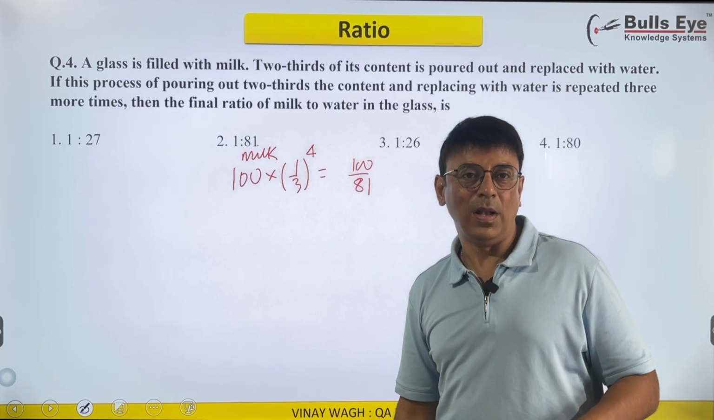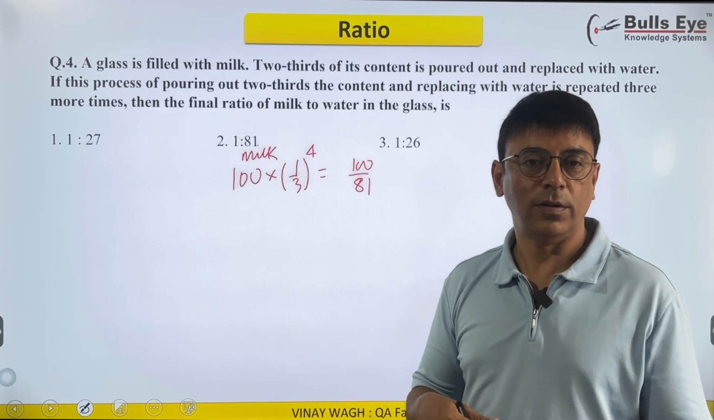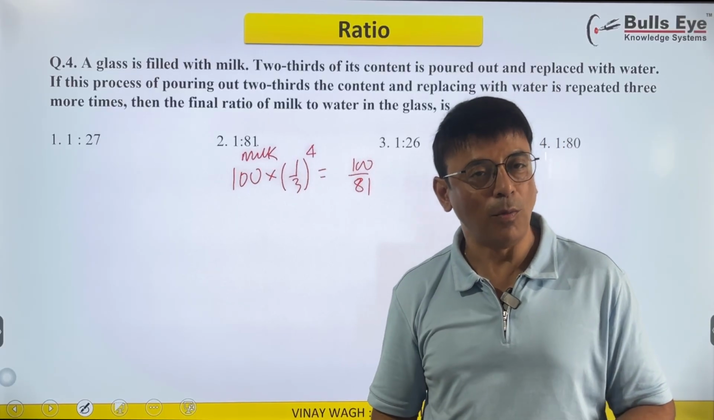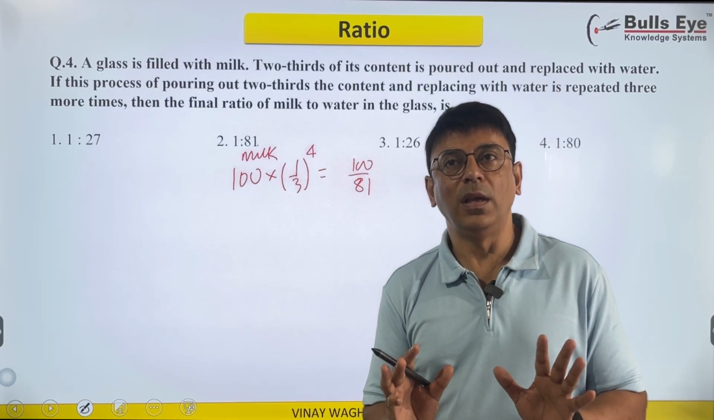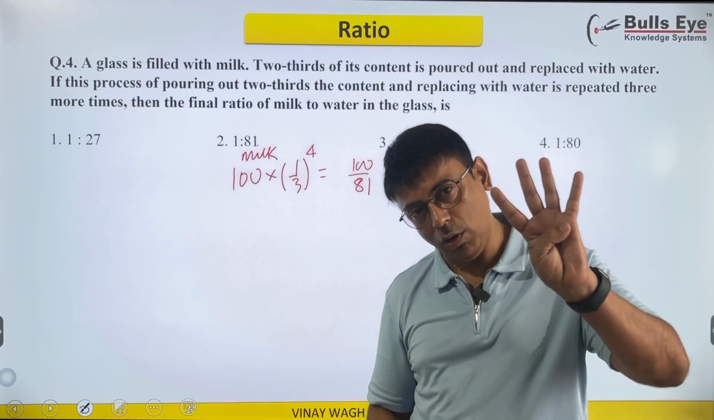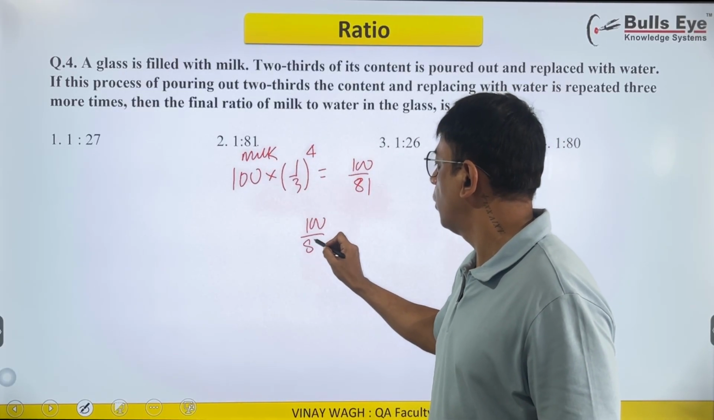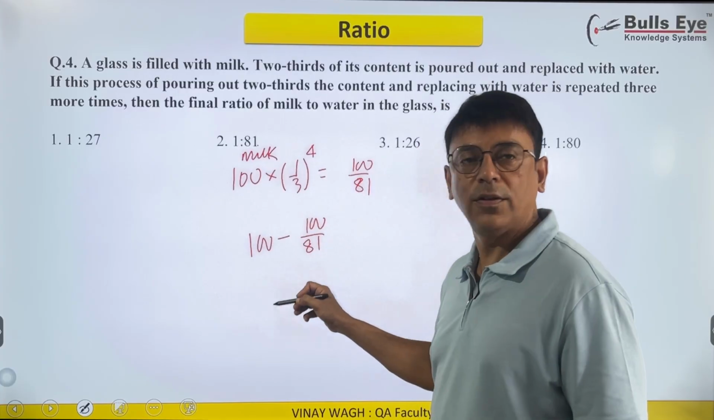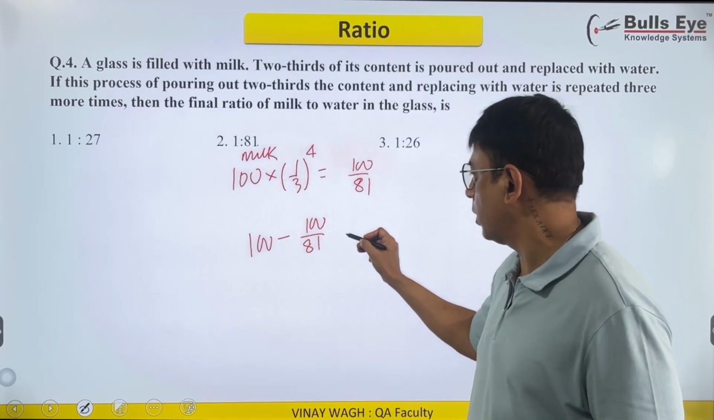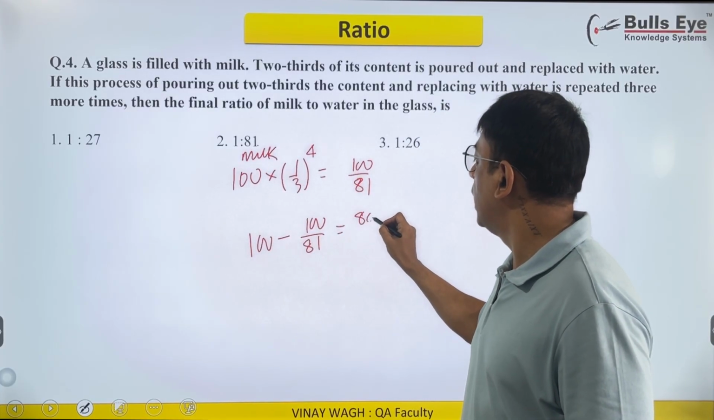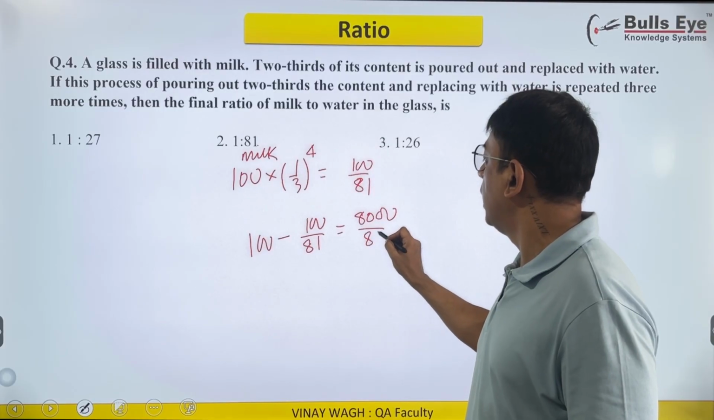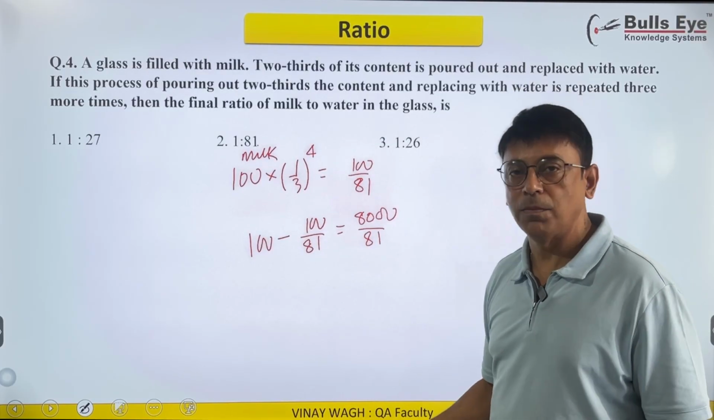So if this is the milk, and in every process, after the withdrawal, it is compensated by water. So 100 has been the base all throughout in all the 4 operations. So if this is the milk, then how much is the water? 100 minus this, remaining is water. 8100 minus 100 is 8000 divided by 81. So this is water and this is milk.